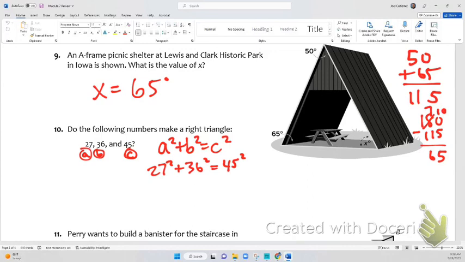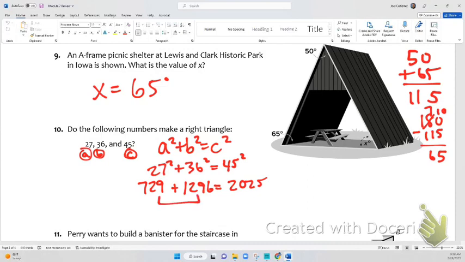Now obviously you will have access to a calculator. So here I've already done the math. Oops, my apologies. For this one, I am simply doing 27 squared, which gives me 729. 27 times 27, 729. This one gives me 1,296. And then this side gives me 2,025.